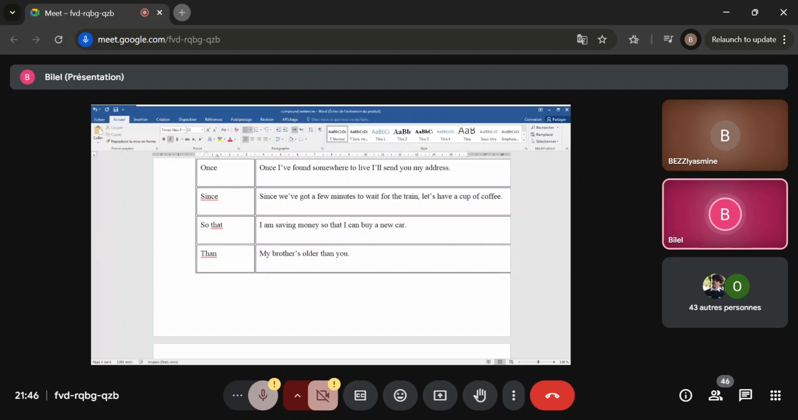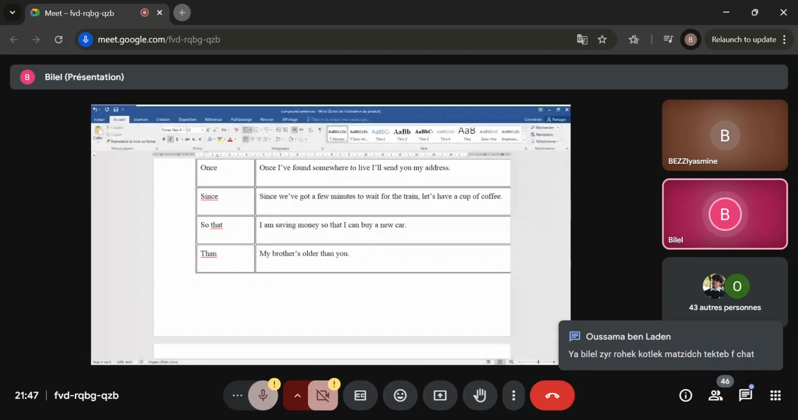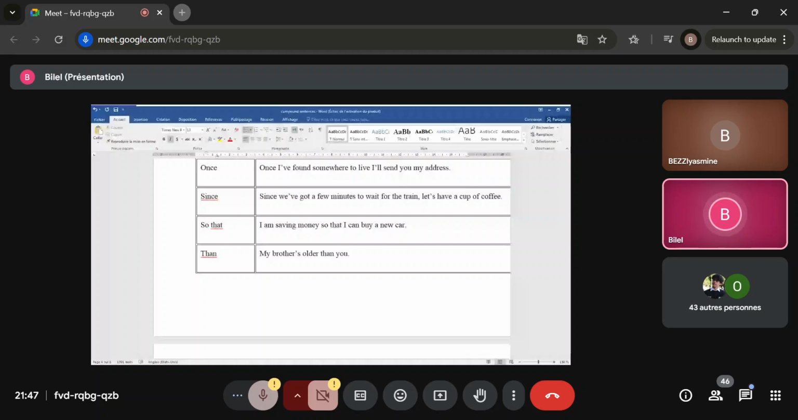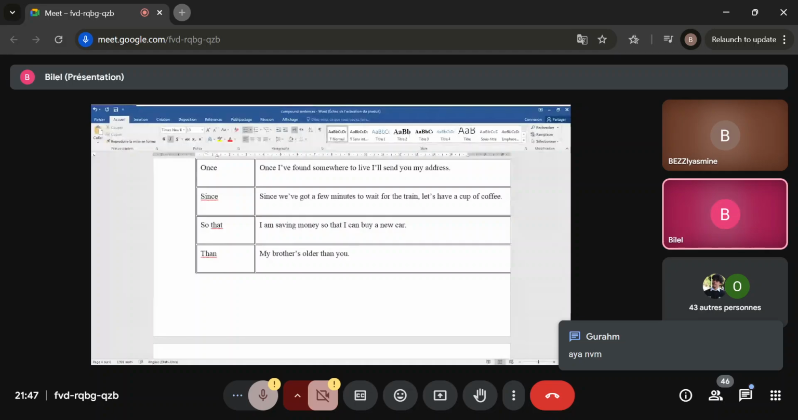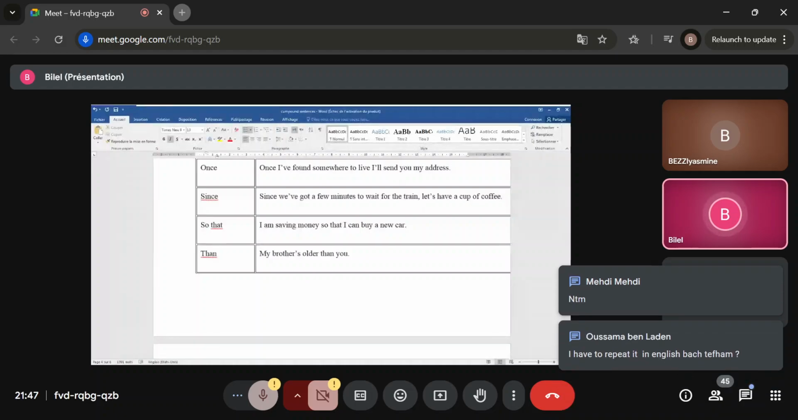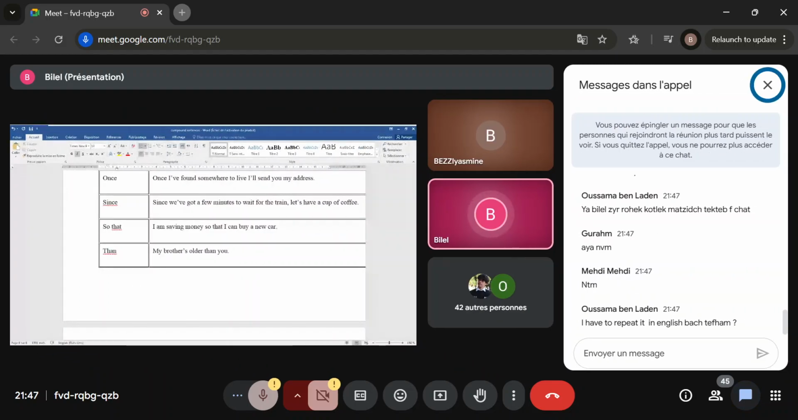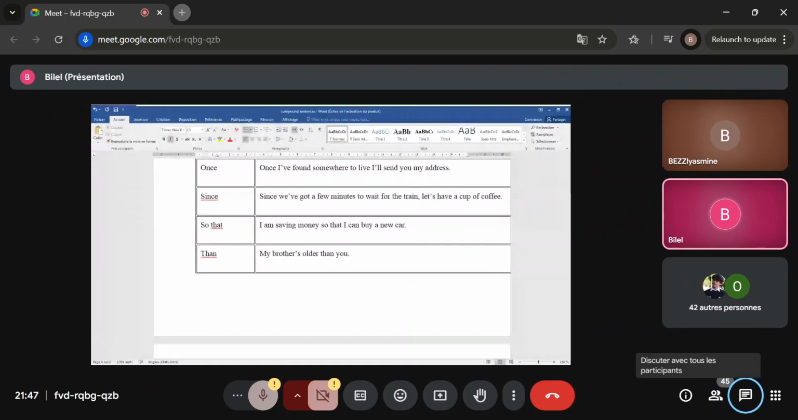Since we have got a few minutes to wait for the train, let's have a cup of coffee. If you read let's have a cup of coffee, it's clear. We understand let's have a cup of coffee. We have subject, verb, and object. But since we have got a few minutes to wait for the train, we need something that comes after this sentence. So always, students, if you want to know where is the dependent clause, you try to look for the subordinating conjunction. What comes after the subordinating conjunction is the dependent clause. The other part of the sentence is the independent clause.